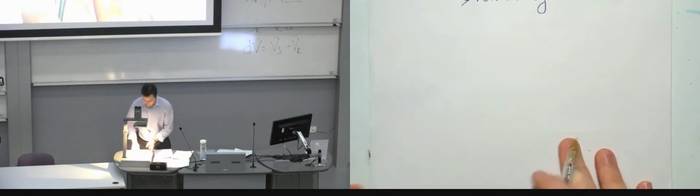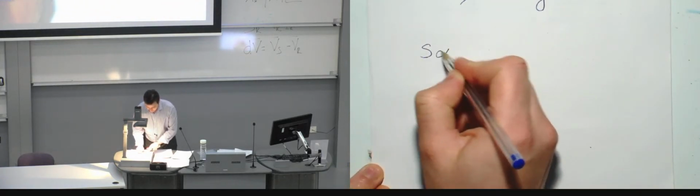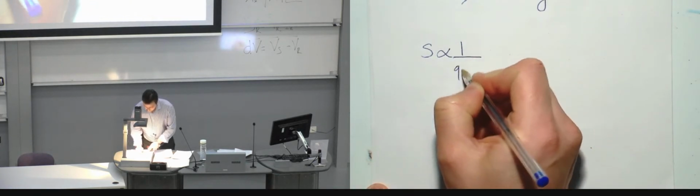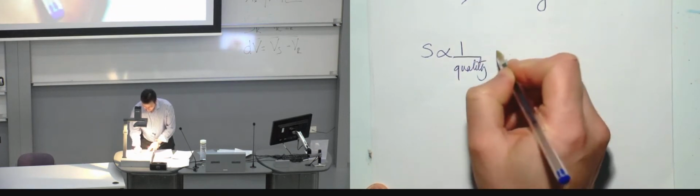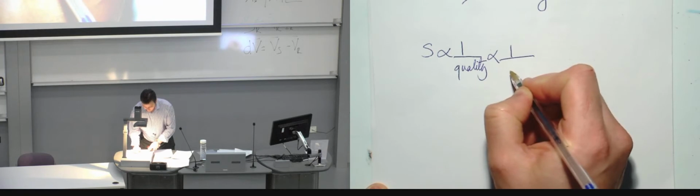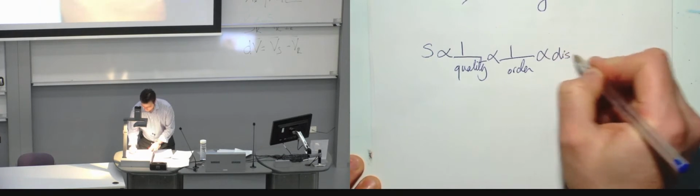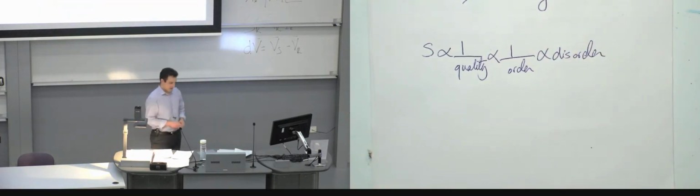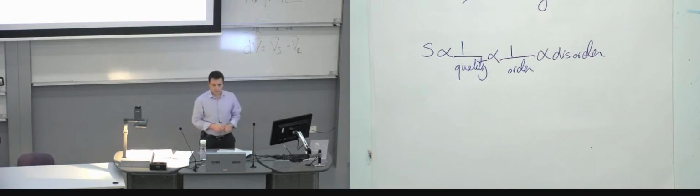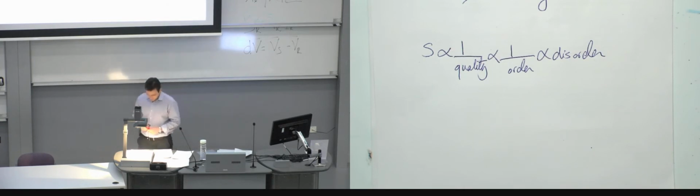In other words, if I want to think about the definition of S, I could say that S is inversely proportional to quality, which I'm going to come back to, and it's also inversely proportional to order, which means it's proportional to disorder. So whenever disorder is high, entropy is high. Whenever disorder is low, entropy is low. And it's the same with quality. When you have high entropy, the quality is low, and vice versa.